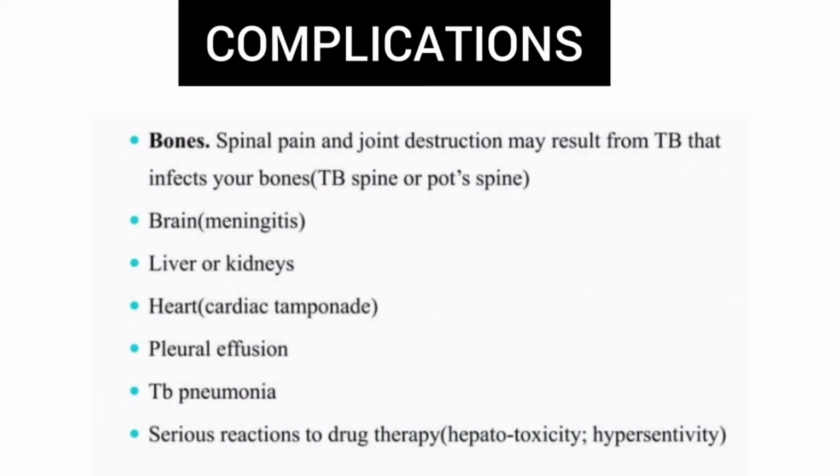Next comes the complications of TB. In bones, spinal pain and joint destruction may result from TB that infects your bones. Next, brain. It mainly affects as meningitis. Liver or kidney. Heart, pleural effusion, TB pneumonia, serious reaction to drug therapy. So these are the complications of tuberculosis.